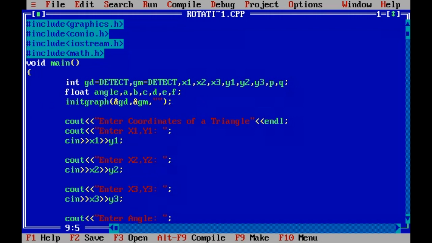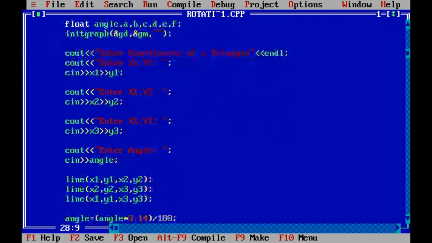Now, initialization of the graphics is there. That is a graphics driver, graphics mode, and the last one is the BGI path. Initially, the user will enter the coordinates of a triangle, that is x1, y1, x2, y2, and x3, y3. The user will also enter the angle theta with which we have to perform the rotation. Now, I hope you remember the line function which is used to draw a line between 2 points. Let's say I want to draw a line between 2 points, that is x1, y1 and x2, y2. So I'm going to use this line function.